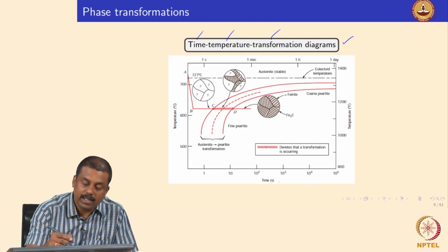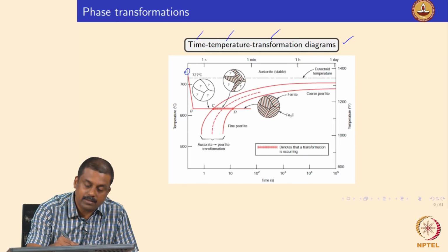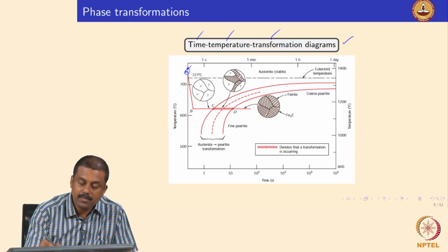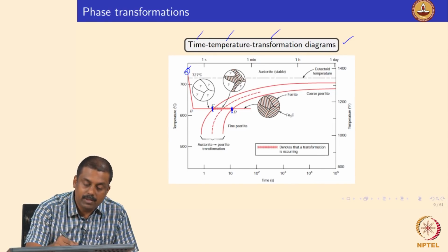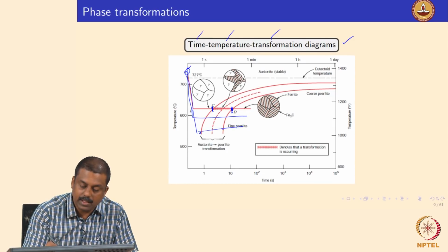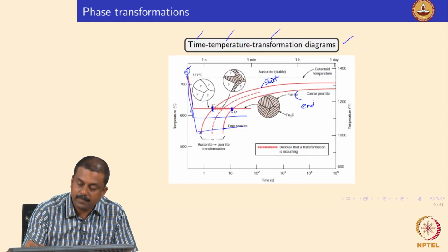So this diagram can explain, say for example, if you are cooling rapidly from the fully austenitic region and then hold at a particular temperature, we can identify the start and end of transformation. Okay. So at what time your transformation from austenite to pearlite begins and your austenite to pearlite ends, right. And so we can cool it to various temperatures and hold it and identify the start of transformation and end of transformation. So this is the start of transformation and this is the end of transformation.